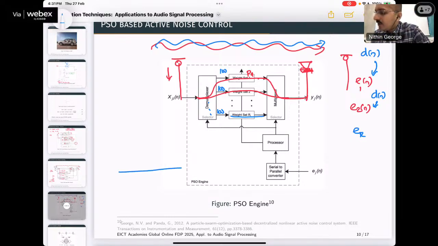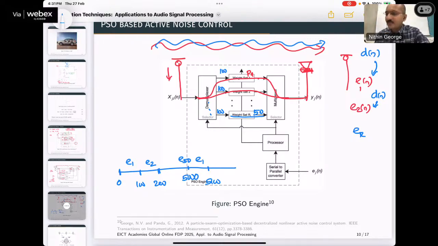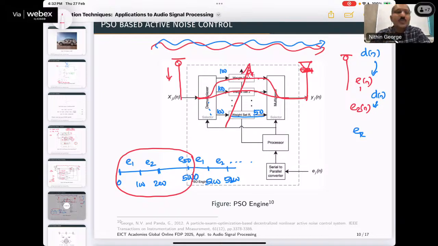So in terms of timeline, if you see, this is the 0th point, 100 samples, 200 samples. Suppose there are 50 such particles. So 5,000 samples. Okay. At the end of 5,000 samples, your E1 is calculated, E2 is calculated, now E50 is calculated. Now when I go to 5100 samples, I again calculate E1. Now I go to 5200 samples, I calculate E2 and I keep on continuing. Understood? So I will use these first 5,000 samples and these 50 E's to update the position of the particles. I am going to use E1 to E50 to update the position of the particle.